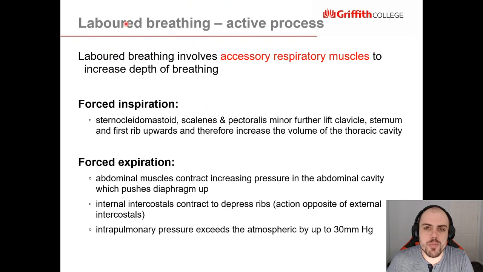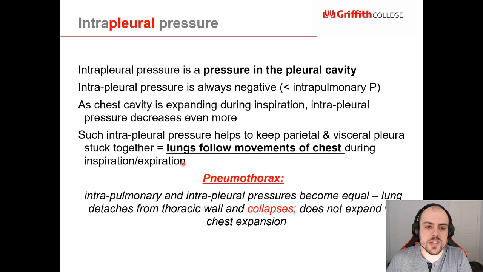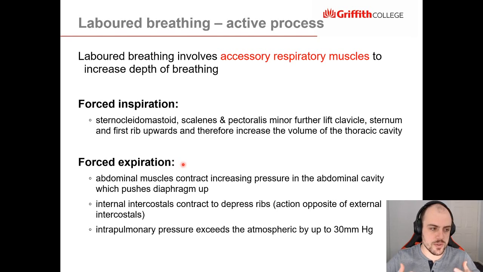So labored breathing, or this is using our forced inspiration and forced expiration. I'm not going to go through all of this again. I've already done that when we were talking about the muscles used over here. So that process that I was explaining, where the muscles will constrict and it will expand the lungs, that's what I'm explaining here.